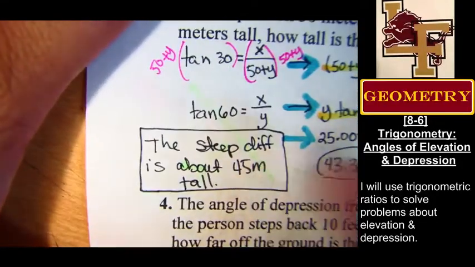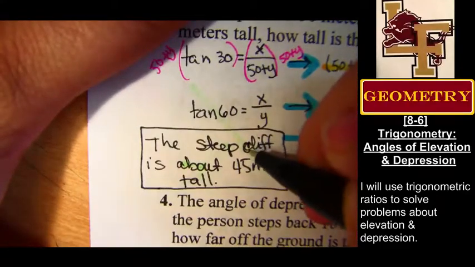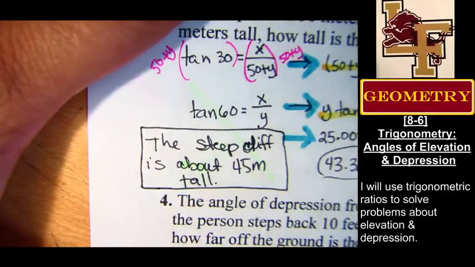That's a CL, I'm sorry. I realize that looks like a D. Cliff. The steep cliff. Not the steep diff. That's weird. Steep cliff.